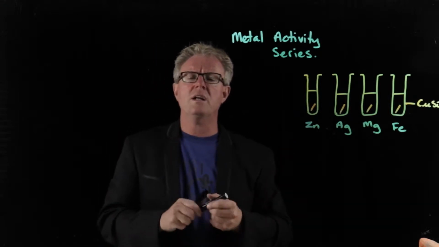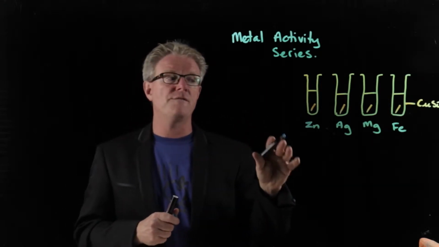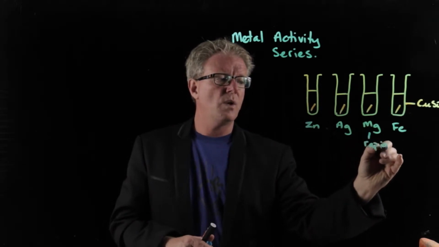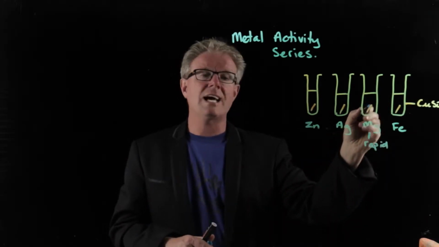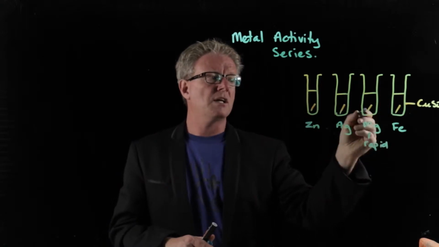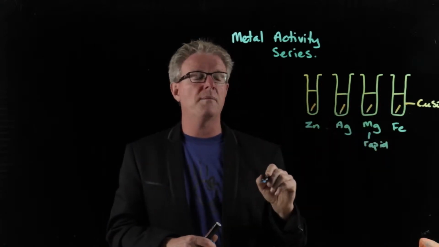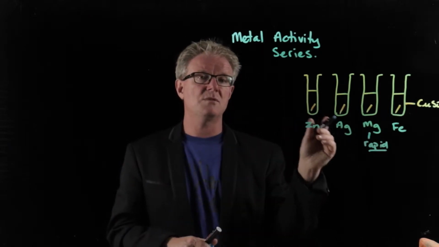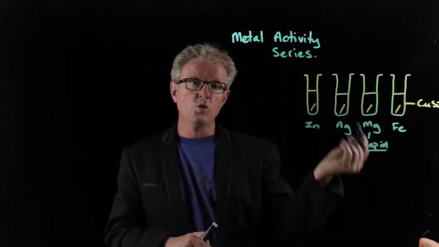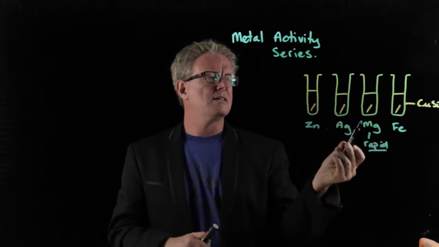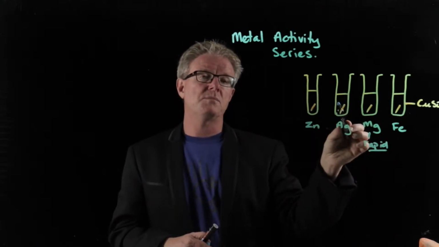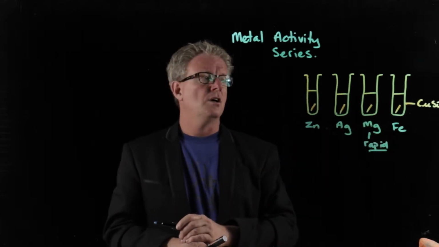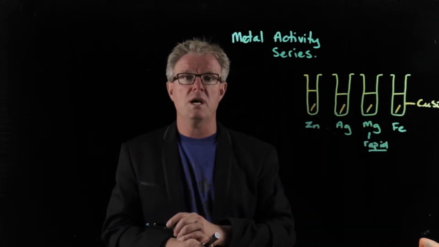When we do that, we're going to notice that some react very, very quickly. For example, magnesium is going to be a rapid reaction. We're going to get a decolorization of the copper, and we're going to get the copper plating out on the magnesium, so that's going to be a rapid reaction there. So magnesium is very reactive. It's going to lose its electrons and give them to copper. Copper is going to turn to copper solid and form on the outside of the magnesium. Okay, and so we're going to have a metal displacement reaction there.